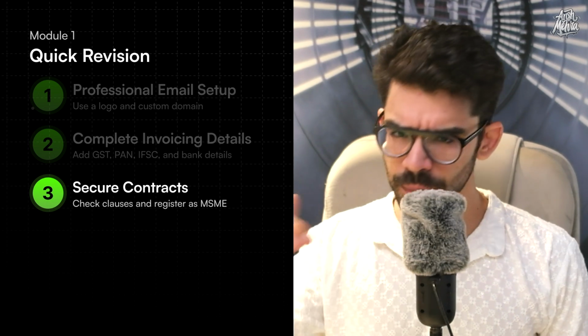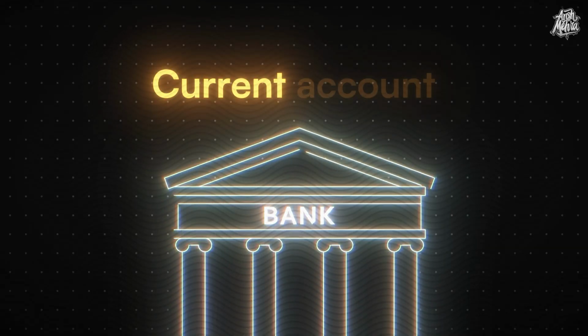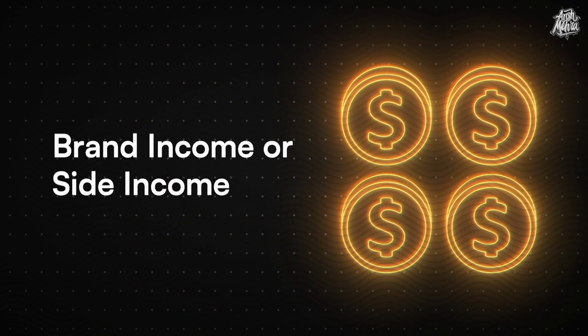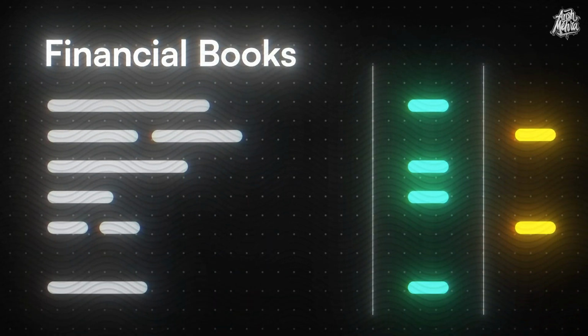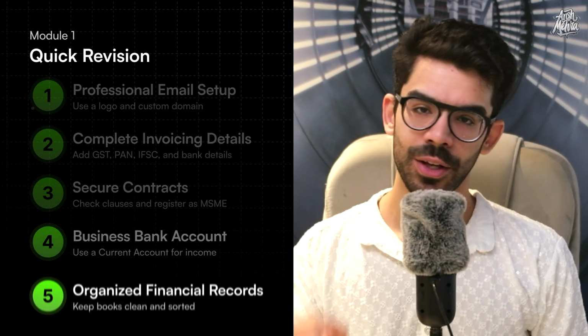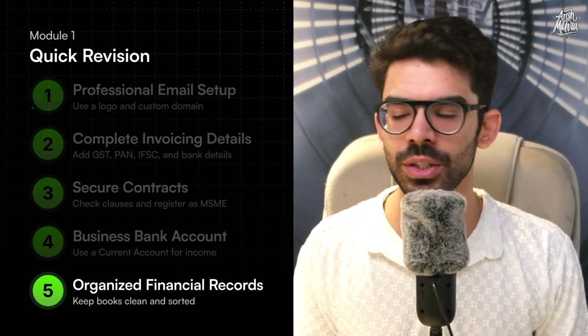There are some sub clauses to this, but make sure that once you have a GST number, open a current bank account and do not take your brand income or your side income into your savings account. Keeping your company's financial books clean and sorted will help you a lot as you grow. Trust me, you are hearing this from a person who avoided all of these organizations, and it was just a mess because I was taking money in my savings account.